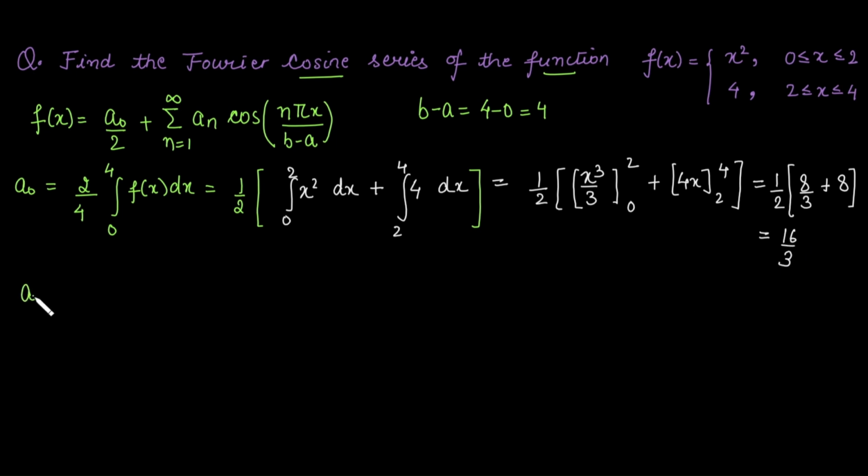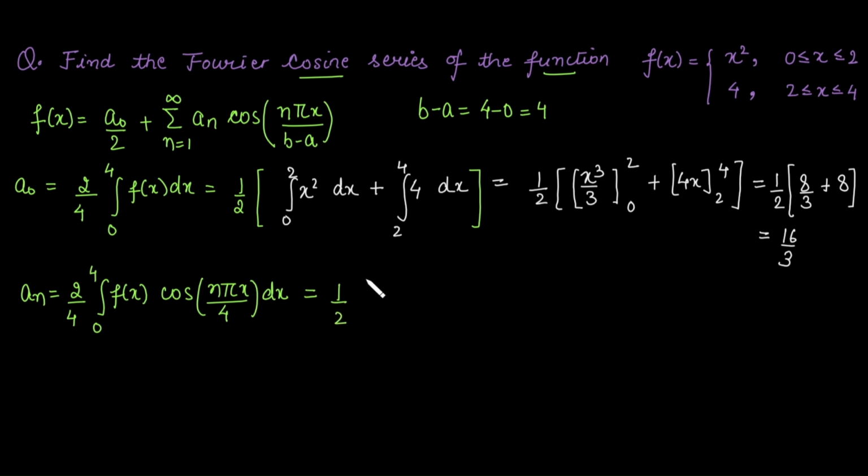Now calculate an. An is calculated as 2 by the length of the interval, that is 4, integration from 0 to 4 of the function into cos of n pi x divided by the length of the interval, integration with respect to x.